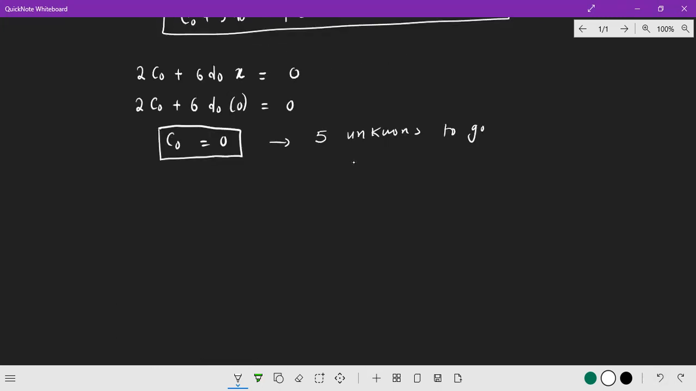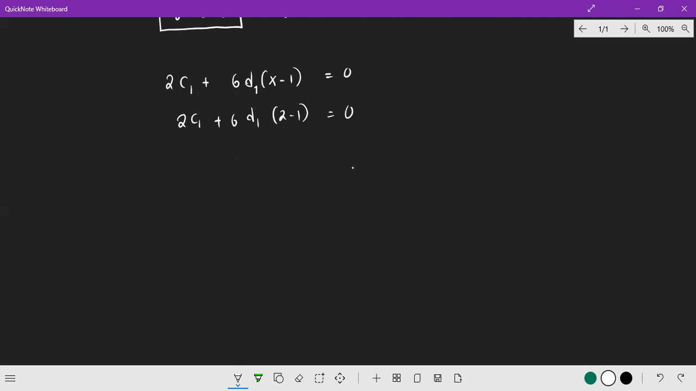So I have 2c1 plus 6d1 times (x minus 1). So this is d1 must also equal to 0. So 2c1 plus 6d1, this is 2 minus 1, must be equal to 0. So our 2c1 plus 6d1 equal to 0. So we can say that c1 plus 3d1 equal to 0. So this is our fifth equation.